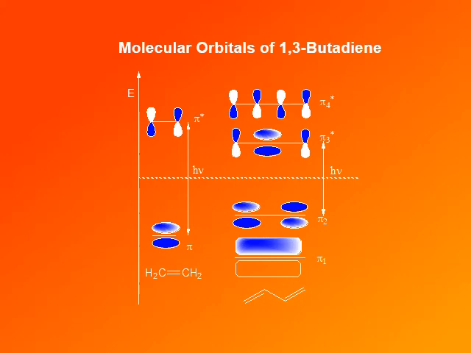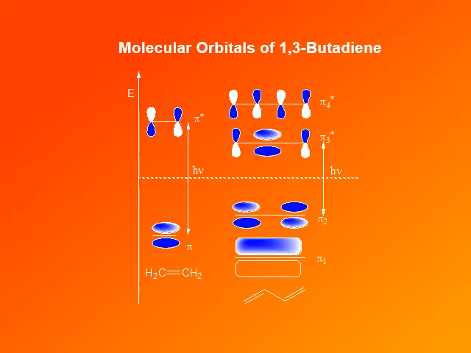This is the molecular orbital explanation of electron delocalization. So, molecular orbitals of 1,3-butadiene. On the left, we have the ordinary alkene ethene. So we have a pi bond, the bonding pi orbital, and the anti-bonding pi star orbital. You can see there is a large energy gap between them.